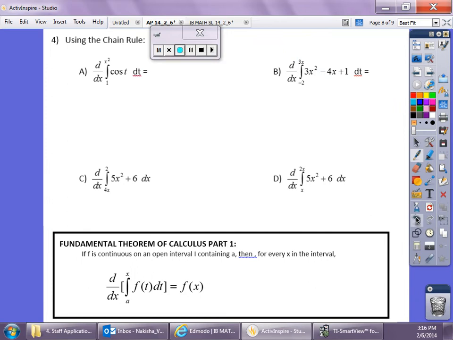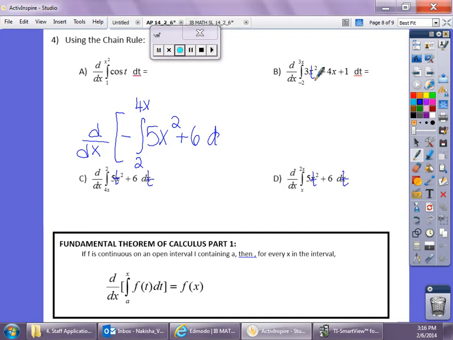So first thing we're going to do, we're going to have to flip this guy. Derivative of negative integral of 2 to 4x of 5x squared plus 6 d. Actually, to be honest, that should be a t and that should be a t, and I make that mistake a lot. That should be a t, that should be a t, and that should be a t. All right, so dt.